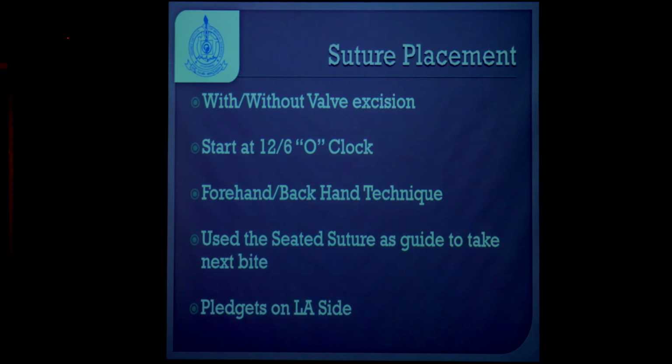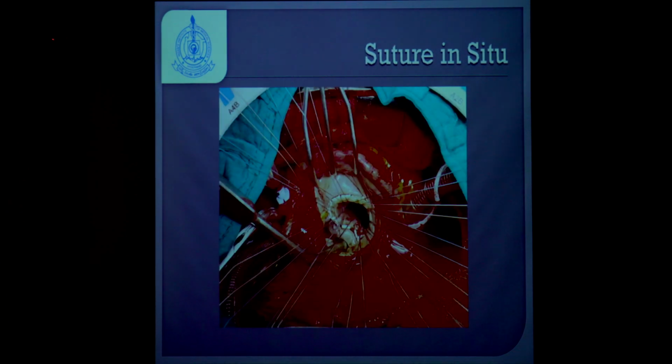We use a suture guide. We use the seated suture as a guide to take the next bite, and the pledgets are generally on the LA side. This is the picture which shows the saddle-shaped mitral annulus with the sutures in situ.